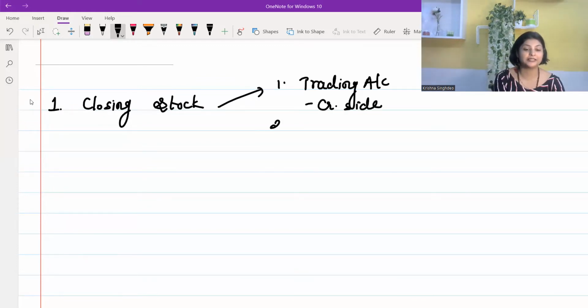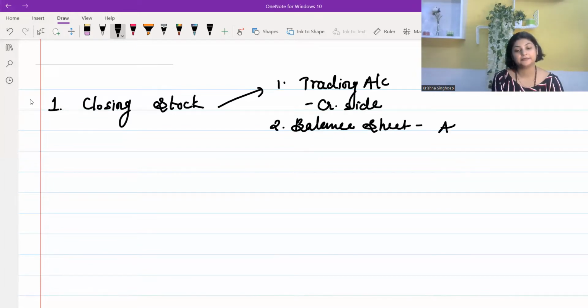Now, what about the other treatment? The second treatment of this is that it will go to the balance sheet. Under the balance sheet, it will go to the asset side. What is closing stock? Closing stock is an asset. Which kind of asset? It is a current asset. That is why it will go to the balance sheet as well.